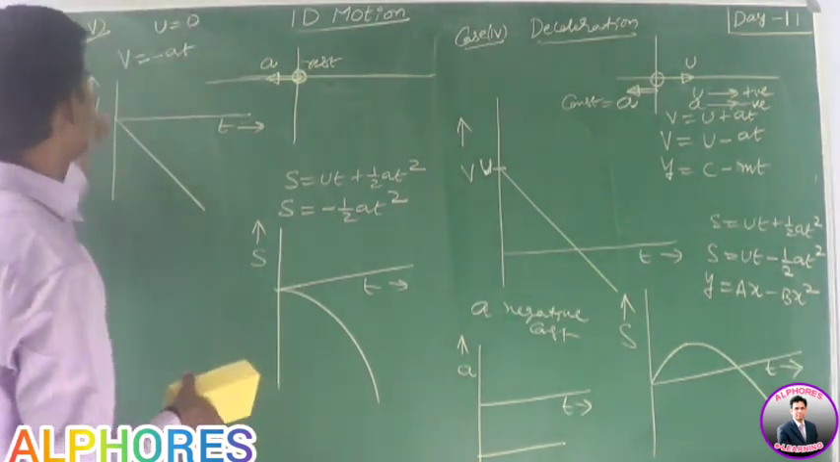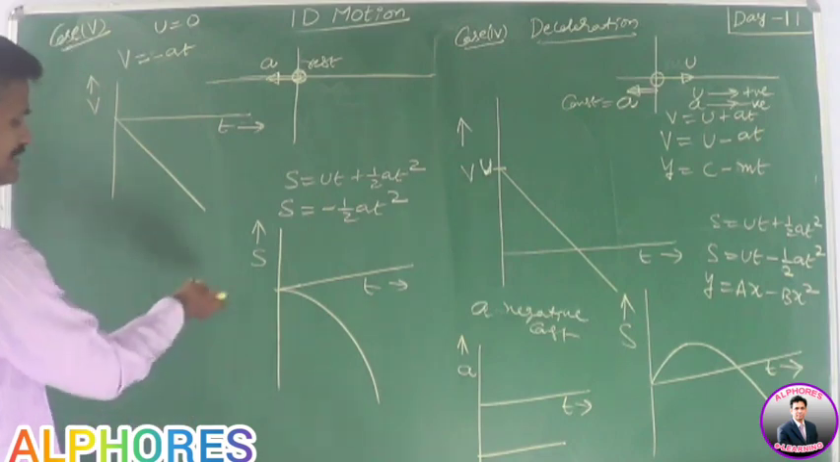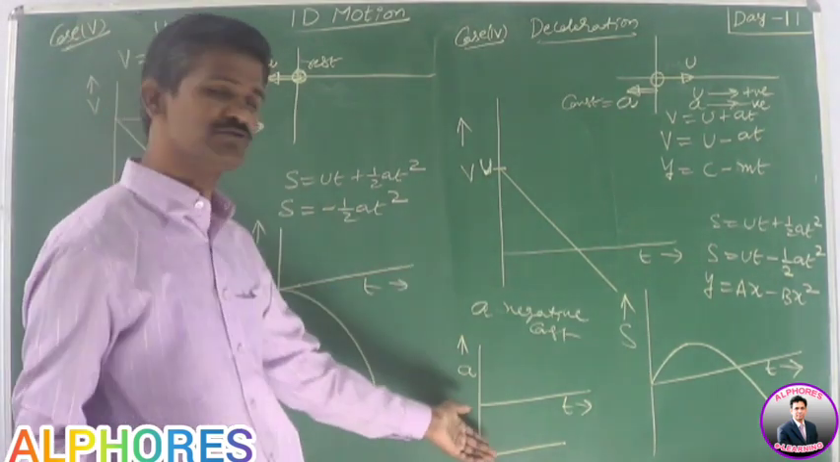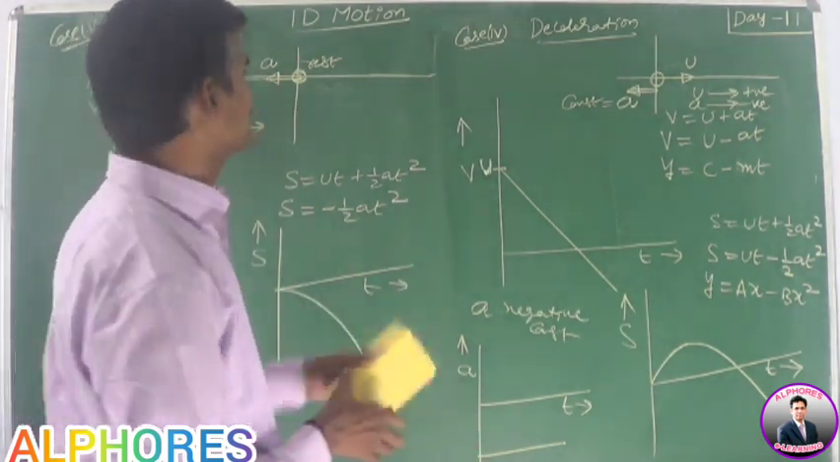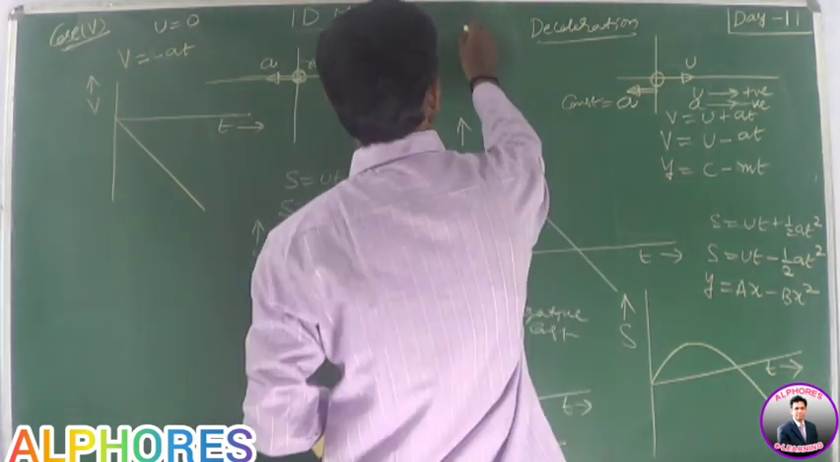Okay. Next, what is the acceleration time graph? The acceleration time graph is similar to this case. Our sixth case is case 6.